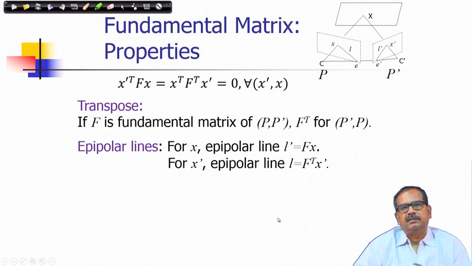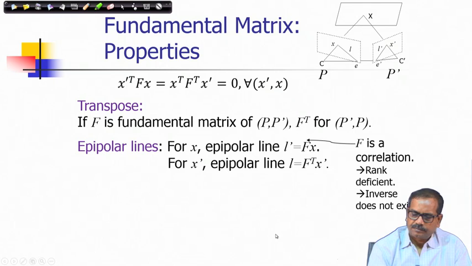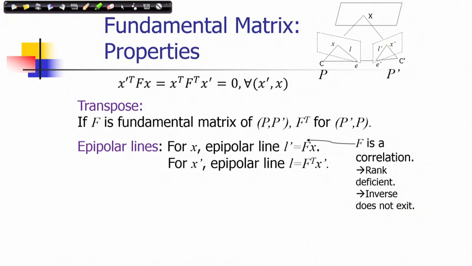Then the properties with epipolar lines: if we have an image point x, then the epipolar line in the second camera is expressed as L prime equals F x. Similarly, if you have an image point in the other plane, x prime, its epipolar line in the reference plane would be L equals F transpose x prime. And as I mentioned earlier, this relation is called a correlation, because it is converting a point into a line. This kind of transformation is known as correlation.